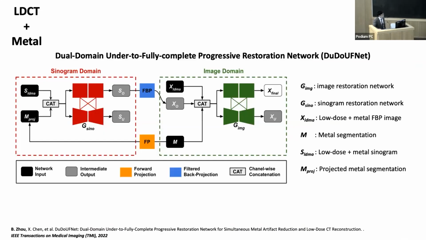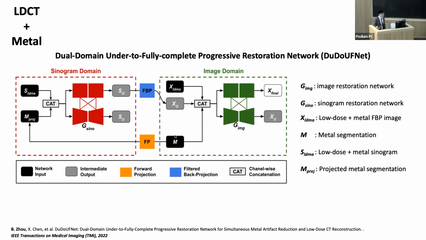On the other hand, for low dose CT plus metal, the sinogram is not only noisy because of the low X-ray flux, but it's also corrupted by the metal. So it's really critical to first restore the sinogram with high fidelity before we convert it into an image for further restoration. Following this idea, we propose a sinogram to image domain progressive restoration network.